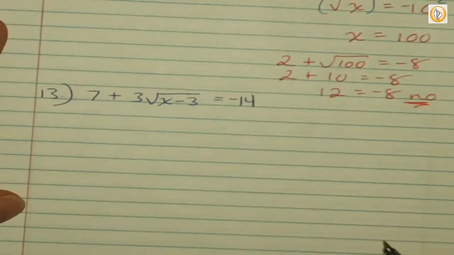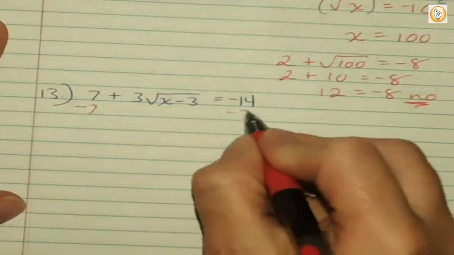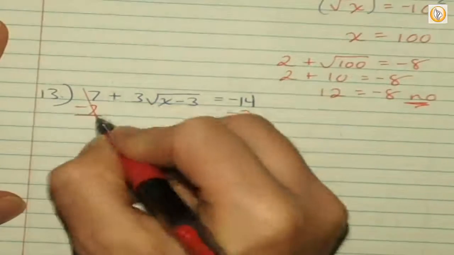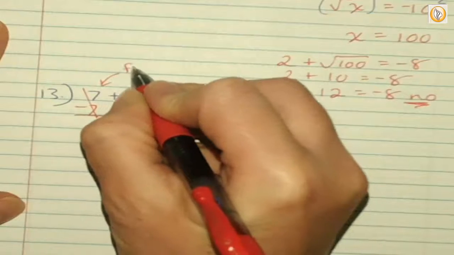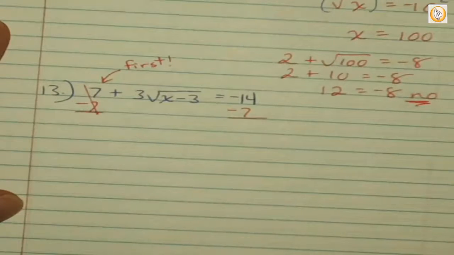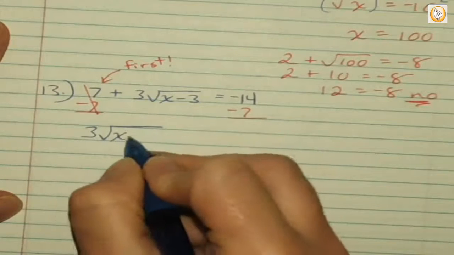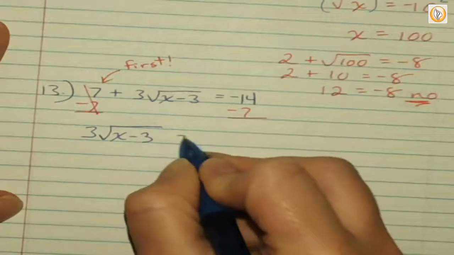New, you want to do this one? All right, go ahead. Talk me through it. Subtract 7 on both sides, because we definitely want to do this first. Always get rid of that one first. So I'm left with 3 times square root of x minus 3 equals what?